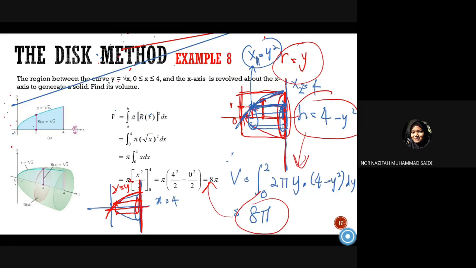Alright class, so sebenarnya basically with this we have completed chapter 4. Okay, we have completed chapter 4, but untuk sum up ni saya akan bagi a short video untuk you all tengok if you still tak faham lagi a little bit about the shell method. Ni saya akan provide to explain how do we get R equals to Y and H equals to 4 minus Y square untuk example 8. Alright, so with this we have completed chapter 4. Okay, basically I will top up something later.